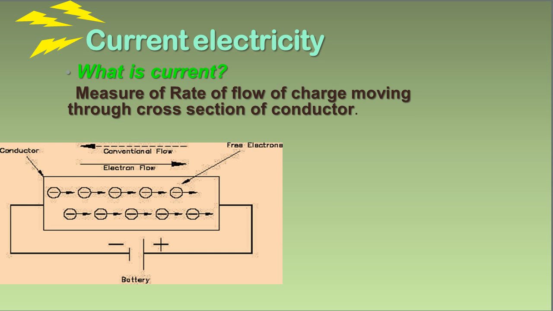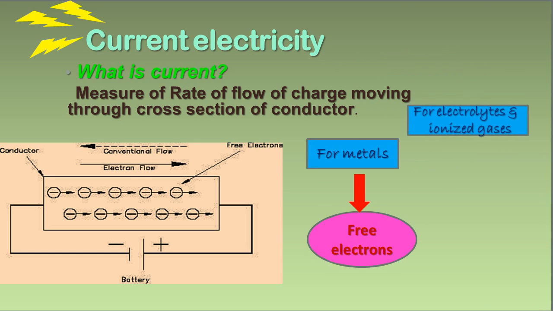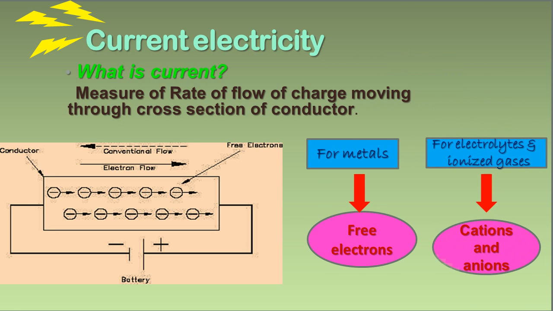If we measure the rate of flow of these free electrons through the cross section of this copper wire, that is the current. We should keep in mind that the moving charge is not only the free electrons, but it may be cations or anions. For metals, movement occurs because of the motion of the free electrons, whereas for electrolytes and ionized gas, the motion is because of the cations and anions.